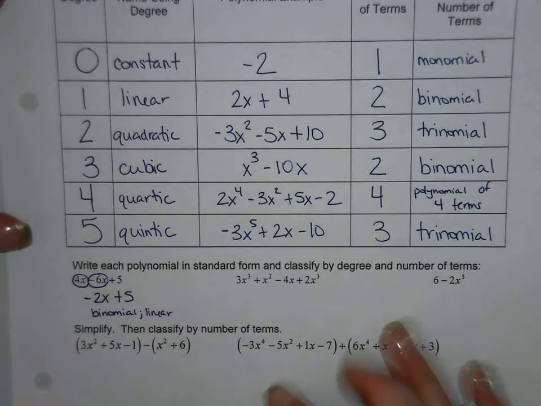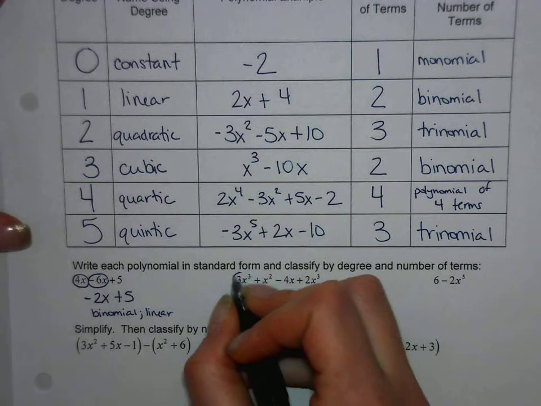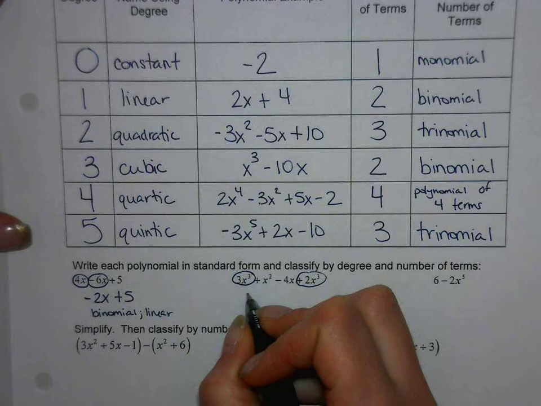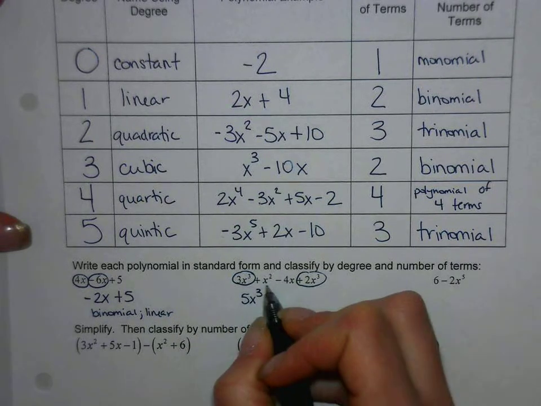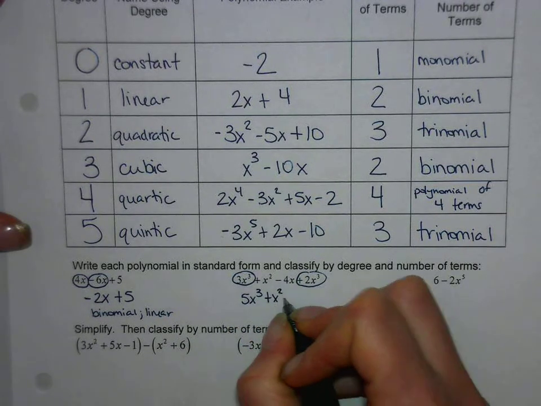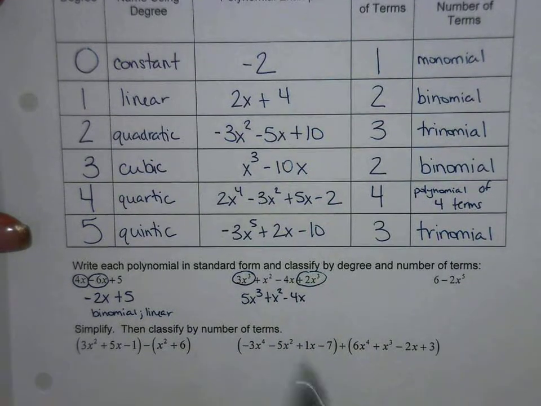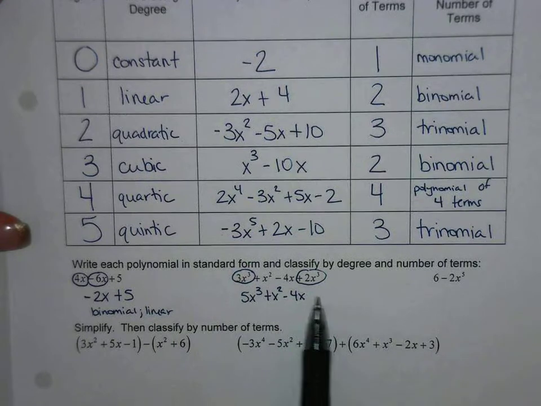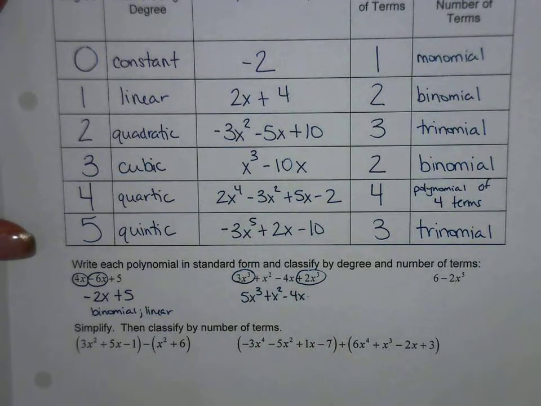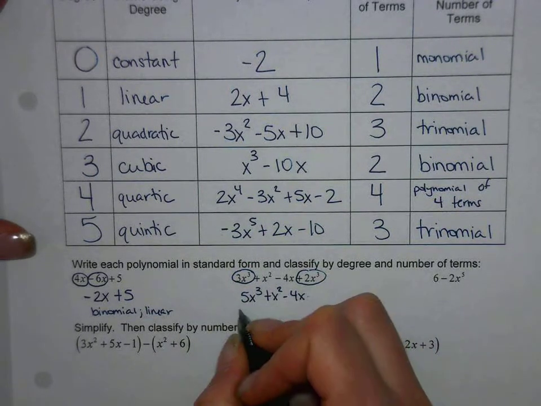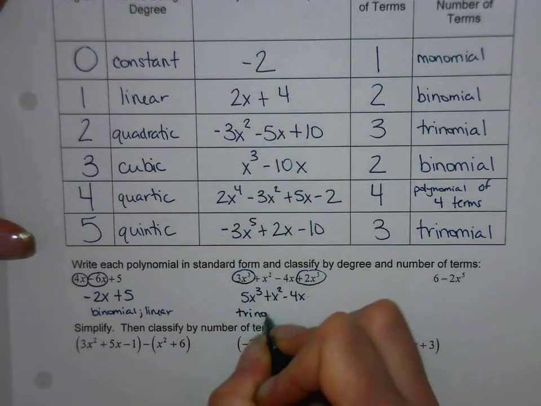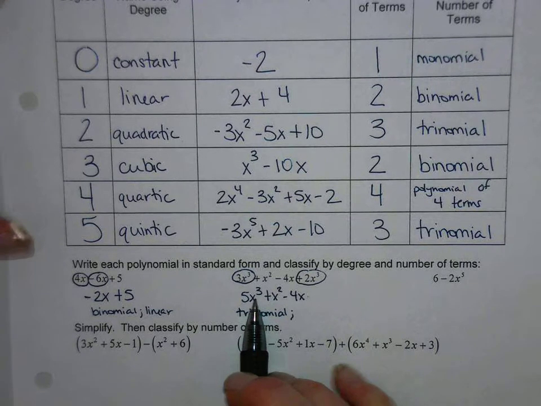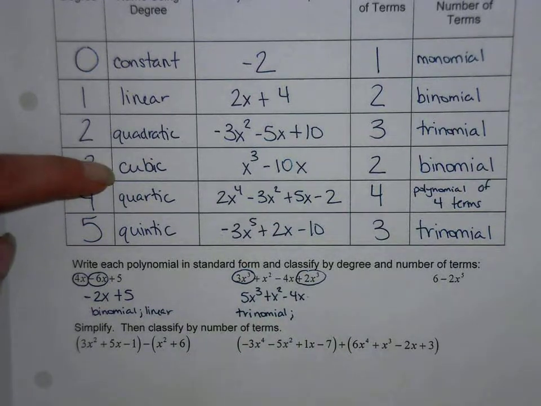polynomial. In this case, we have 3x³ and a positive 2x³, so we have 5x³. x² has no other like terms, and neither does our -4x. This is in standard form because it's going from a degree of 3 to a degree of 2 to a degree of 1, so it's decreasing. We have 3 terms, so this is called a trinomial based on the number of terms. And our highest degree is 3, so it's called a cubic.